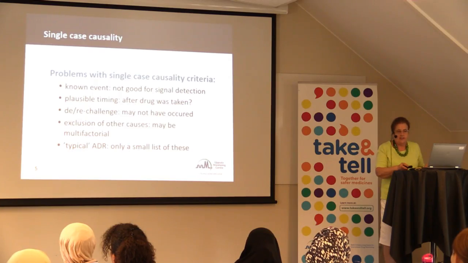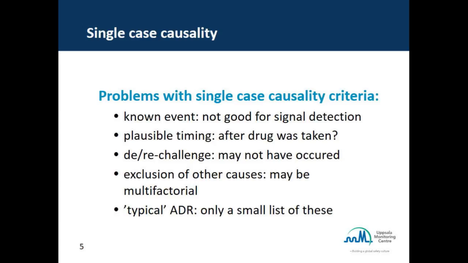There are problems with single case causality criteria. For example, with Naranjo, is it a known event? Not good for detecting new signals. Plausible timing after the drug was taken, yes, but sometimes we don't know what the plausible timing should be. But if we put case reports together, we might see a pattern of a time to onset. We might not have had dechallenge or rechallenge, as we discussed. Excluding other causes, there may be a number of causes for one adverse reaction, and we might build up a better picture with more cases. And typical adverse reactions are good, but there's only a small list of these.